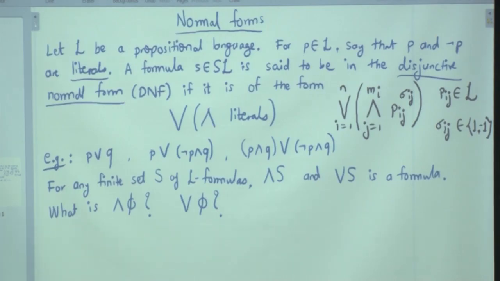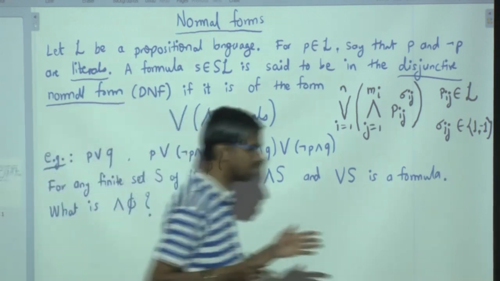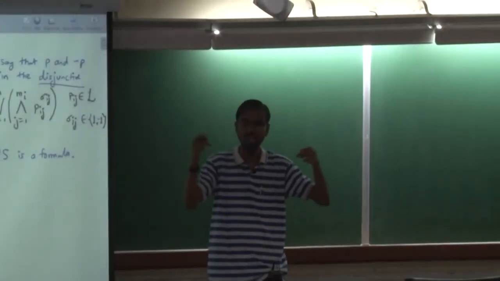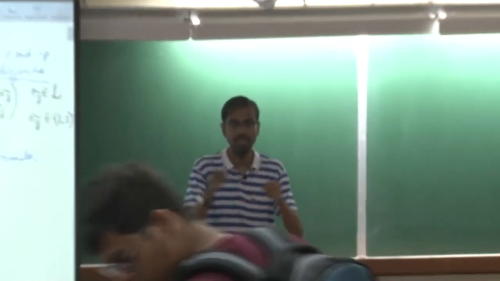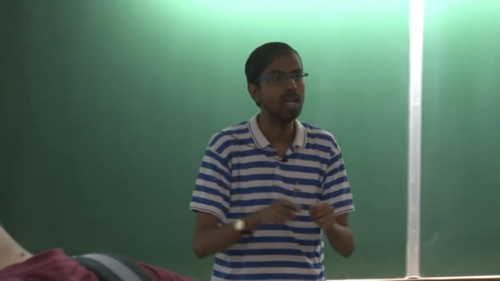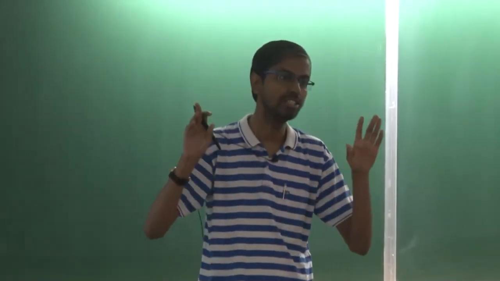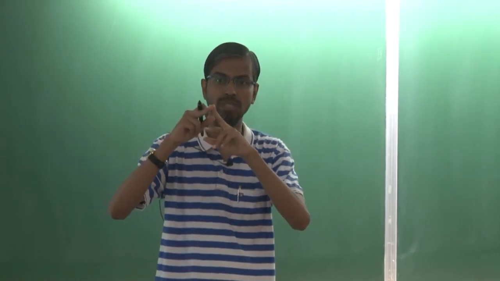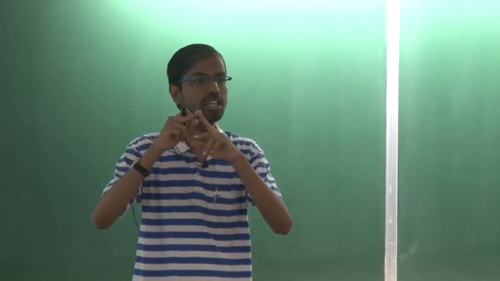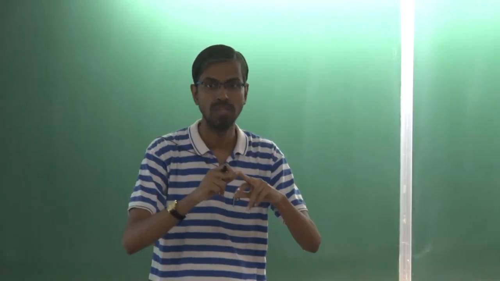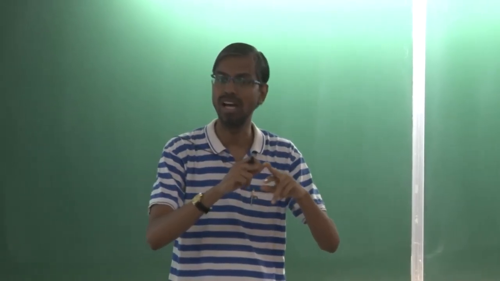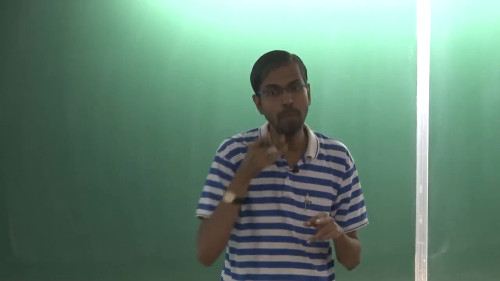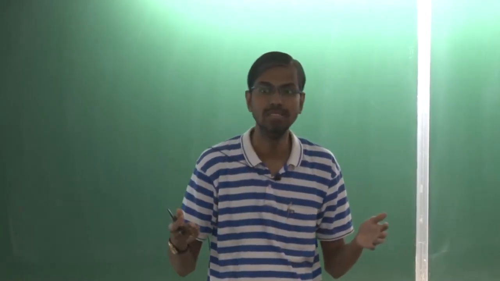Now, let's think about it, okay? What is conjunction? In the Boolean algebra sense, it is meet. So, meets are always smaller, you try to go down. If I have a singleton conjunction, then I'm just there, it is P. Then I take P conjunction Q, then I will go down. P conjunction Q conjunction R, I will go even further down. Then what should be the empty conjunction?